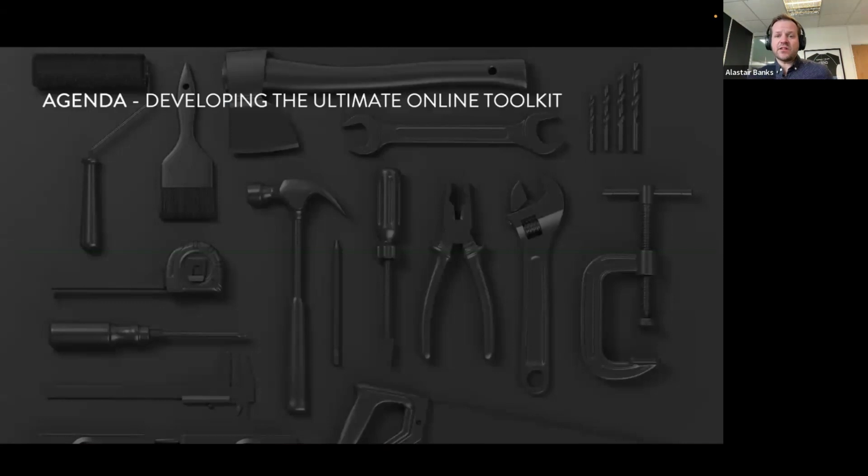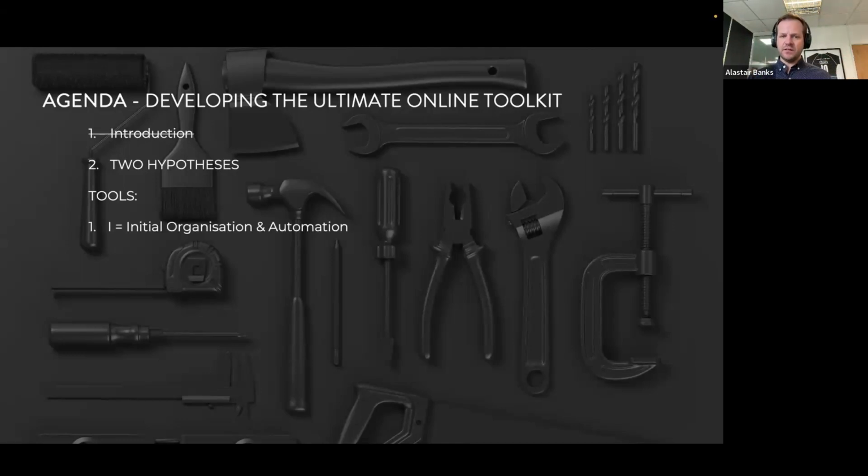So let's get into the content of this. This is the agenda that I put together. Obviously, we've done the introduction. I'm going to start off with 2 hypotheses, or observations, maybe I should call them, and I'll come back to those in a second. And then we're going to get into a series of tools that you can use to take you through this process or methodology. IMPACT is the acronym that we will use. So I stands for initial organization and automation. Those are all the tools that fall into that section.